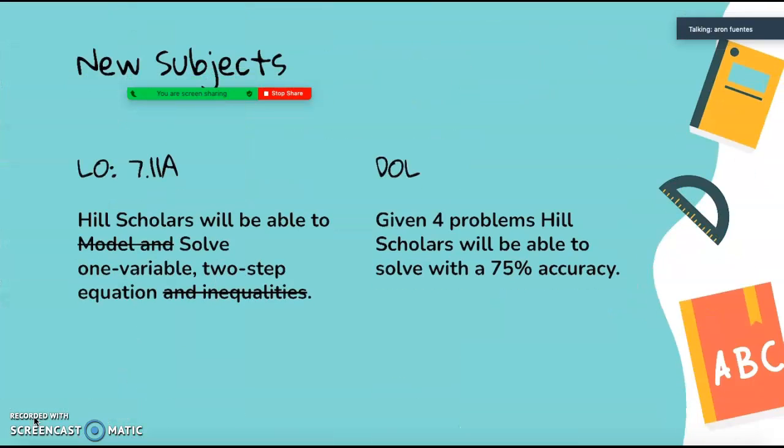Our learning objective for today is 711A. Hill scholars will be able to solve one variable two-step equations. The directive of learning: given 4 problems, Hill scholars will be able to solve with 75% accuracy.